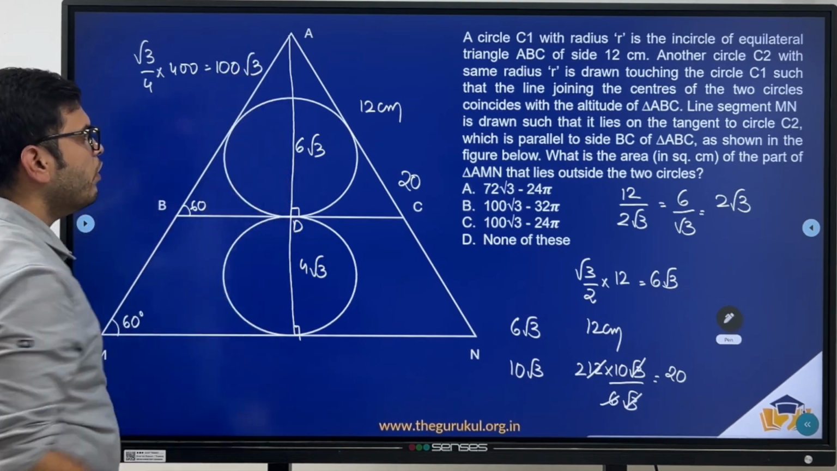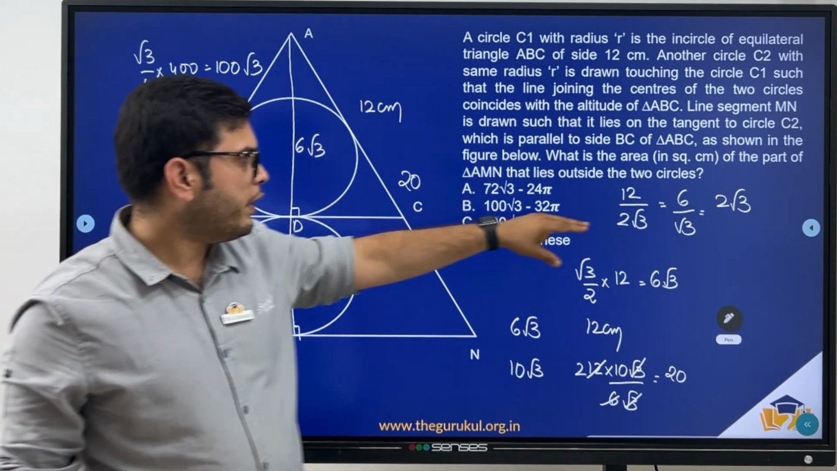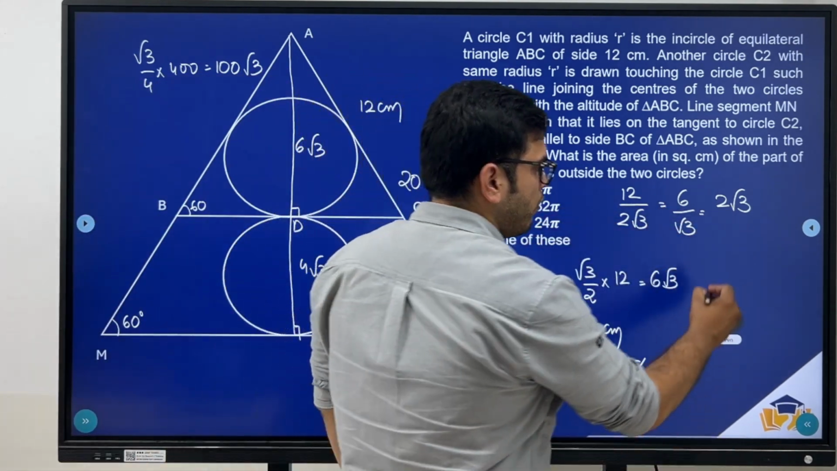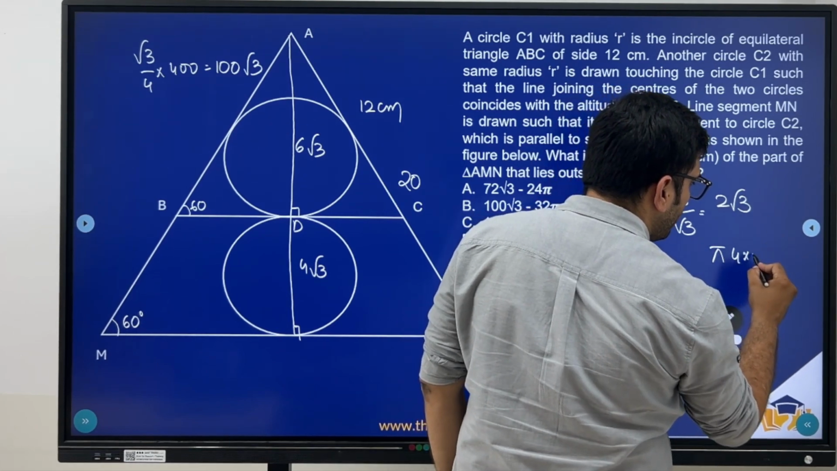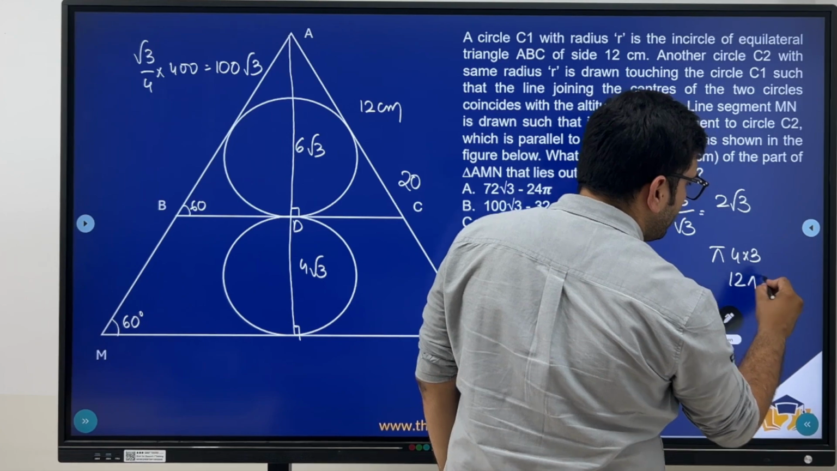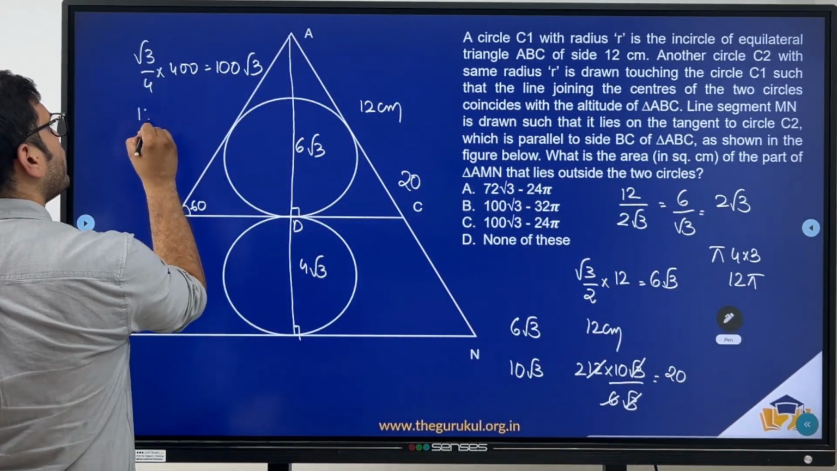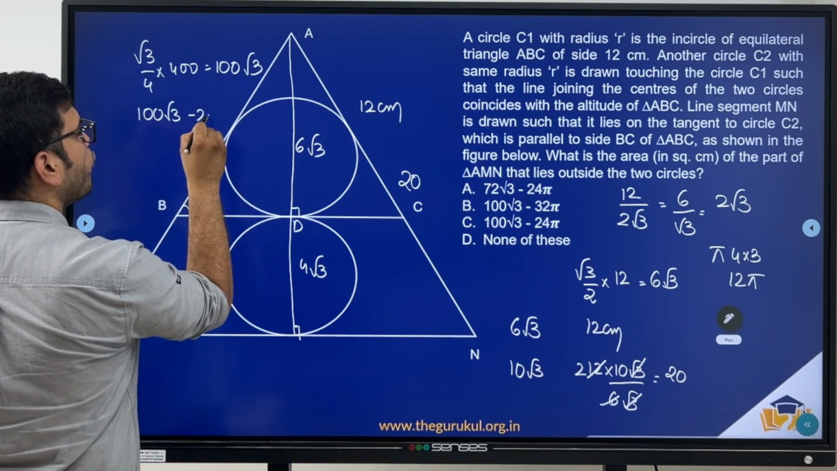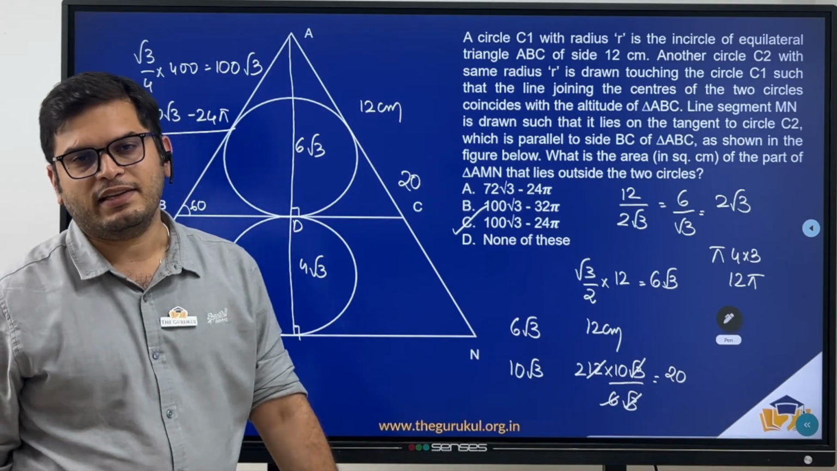Now from this, we need to subtract the areas of these two circles. We know that the radius is 2 root 3. The area of one circle will be pi r square, 4 into 3, which is nothing but 12 pi. The area of two circles will be 24 pi. So 100 root 3 minus 24 pi should be the answer to this question, hence option C.